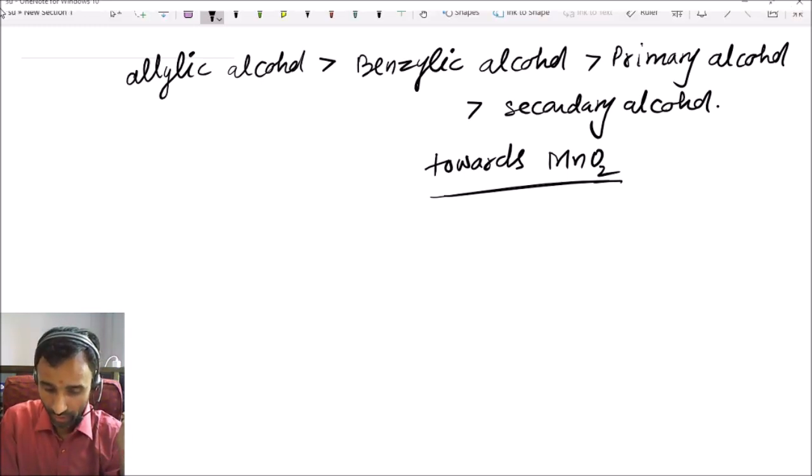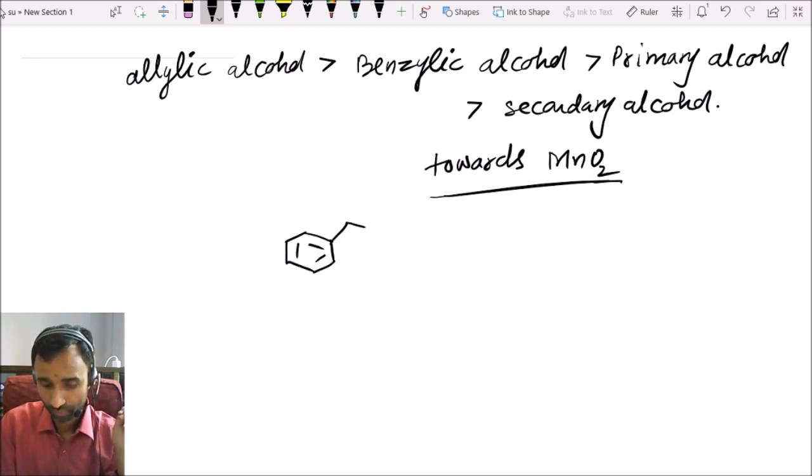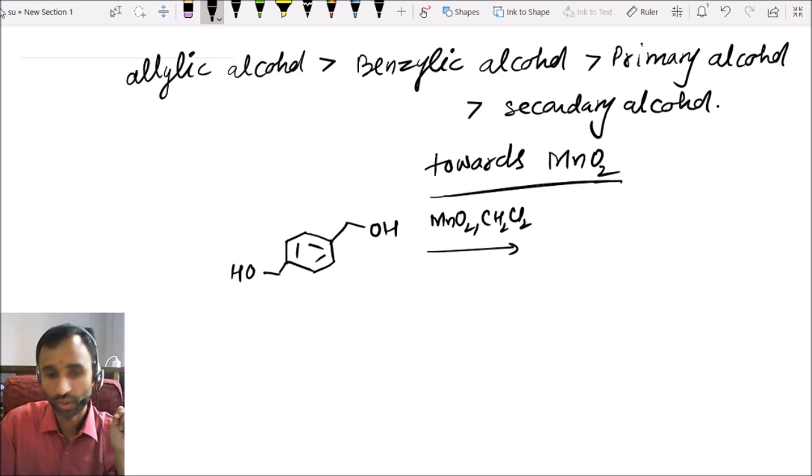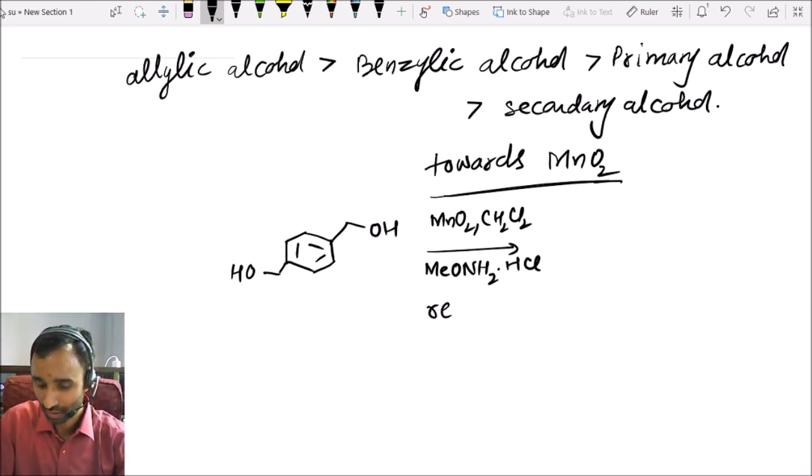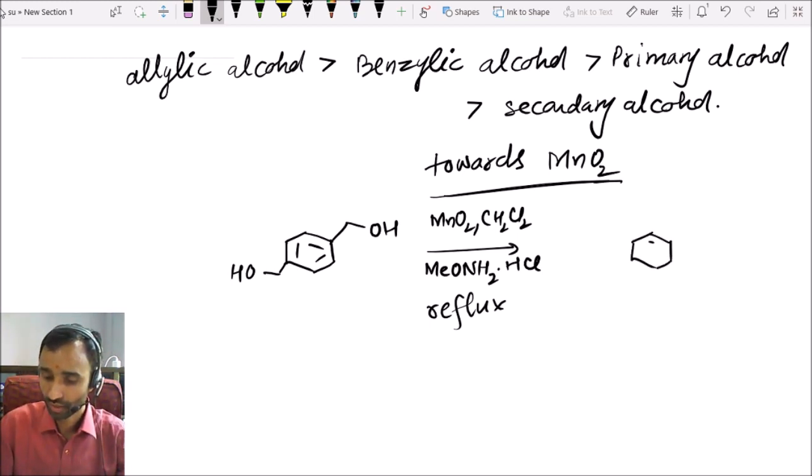We have benzene with two OH groups, in the presence of MnO2, CH2Cl2 and MeONH2, HCl. These are the reagents. We reflux using all this. So what is the product formed? First I'm writing the product, and then I will let you know how it is formed.